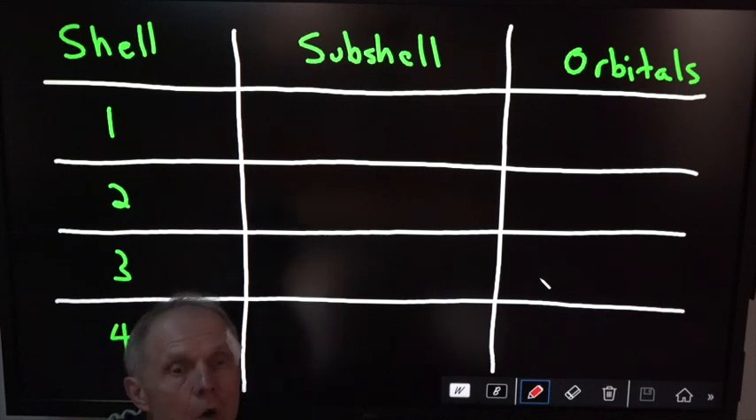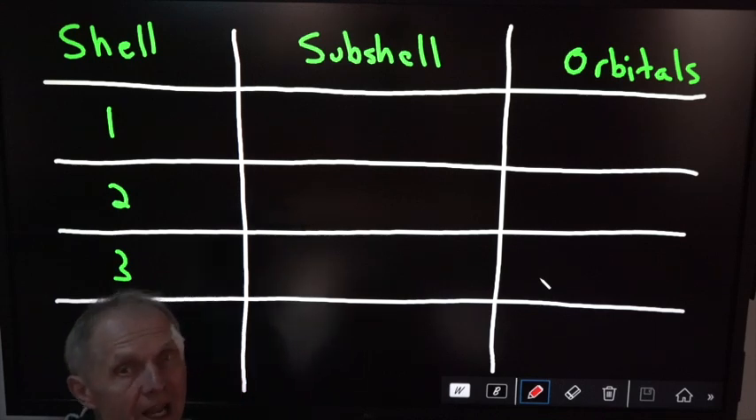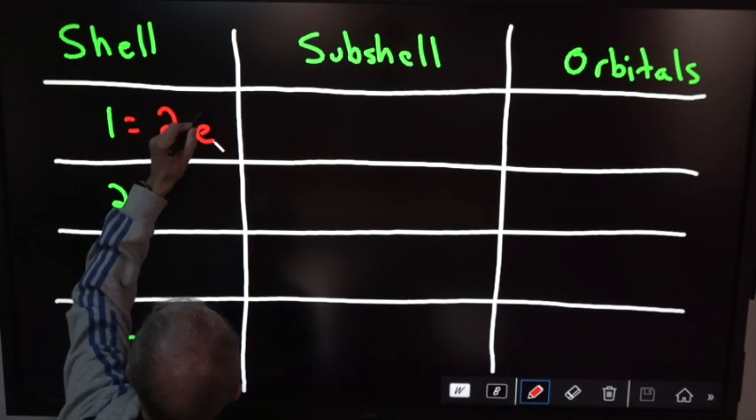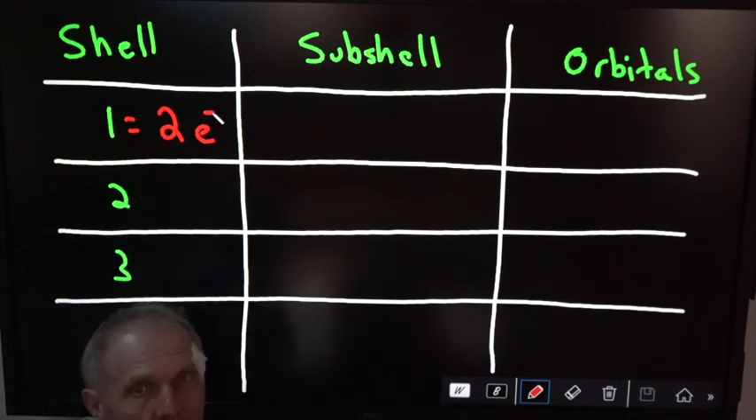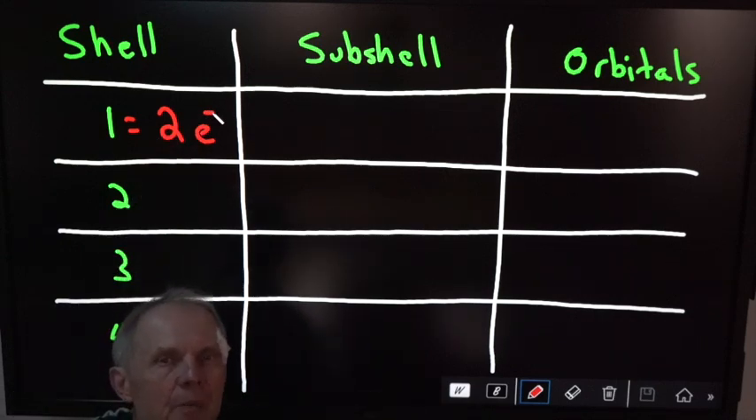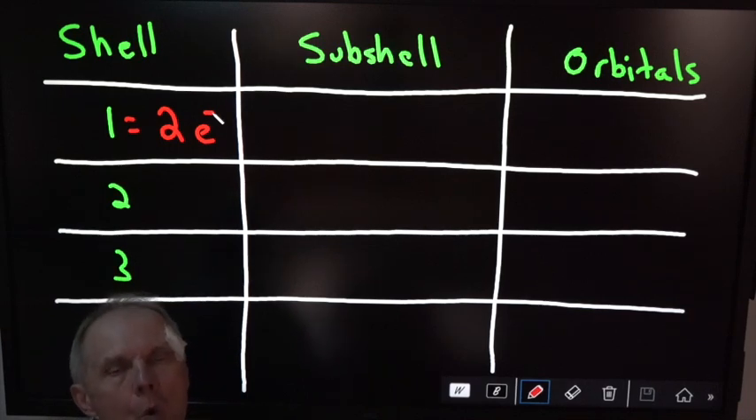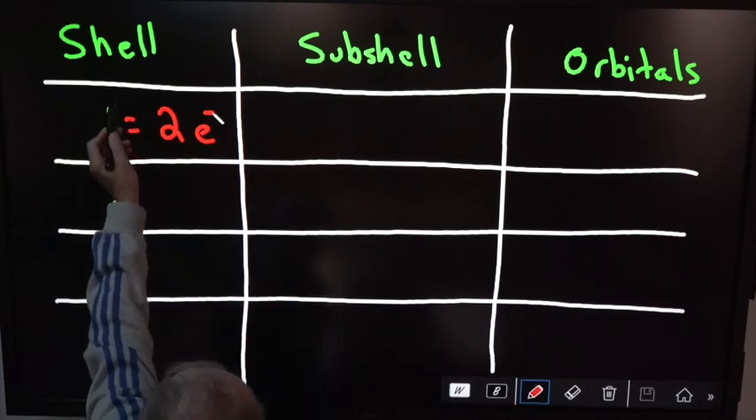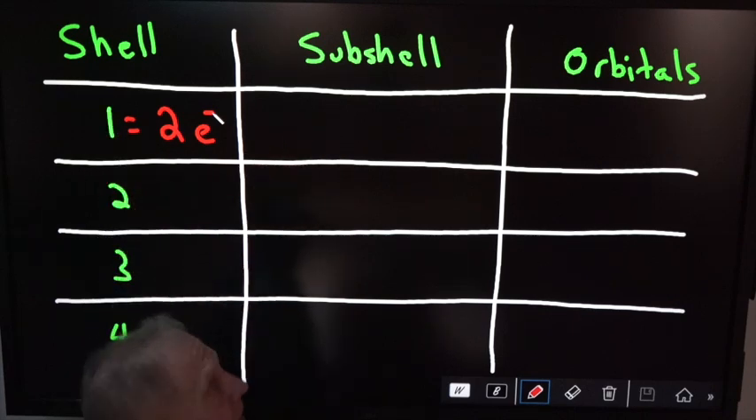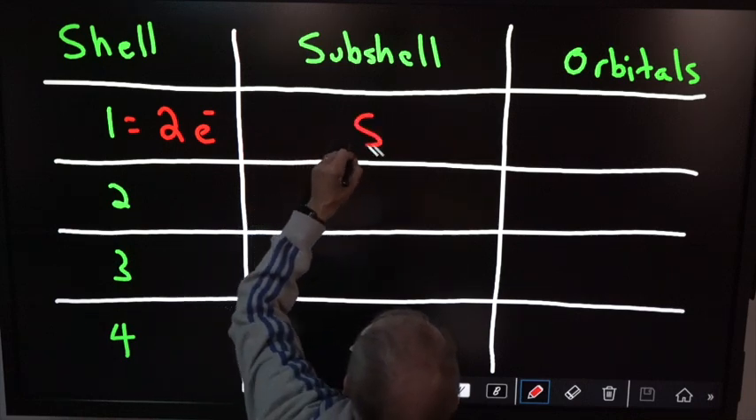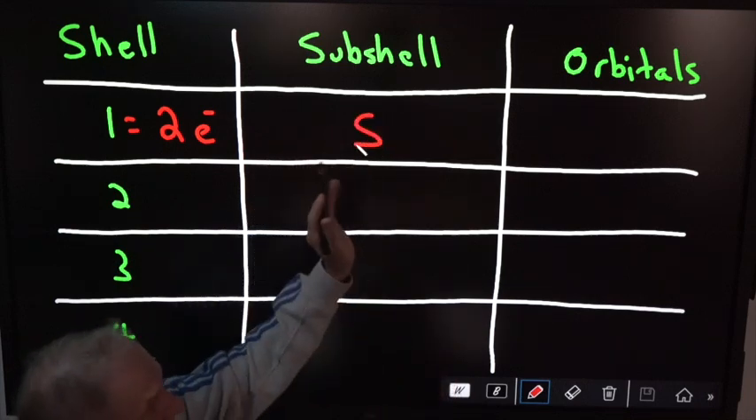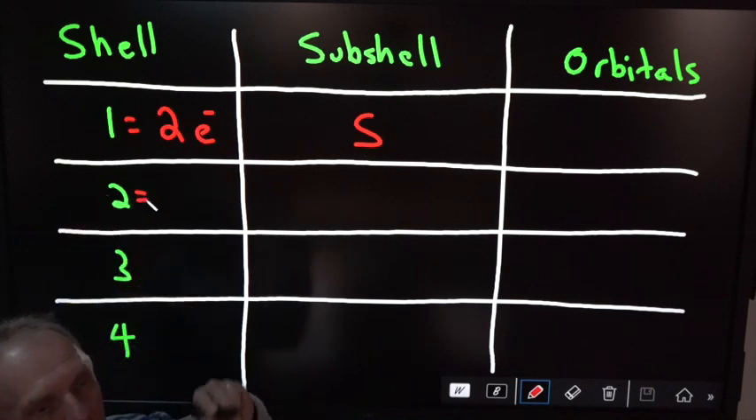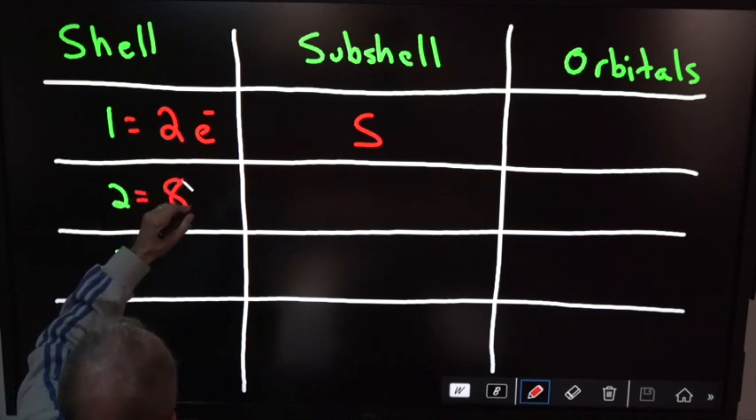All right, so the first shell. Now, the first shell, by using 2n squared, can have a max of 2 electrons. That's all. It's the most stable shell to be in. And remember, every single shell has to start with the S. So the only subshell in the first shell is the S. Now we'll talk about orbitals later on. In the second shell, 2 squared is 4 times 2, that's 8 max electrons.